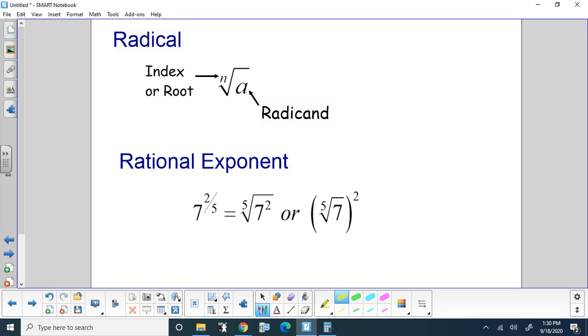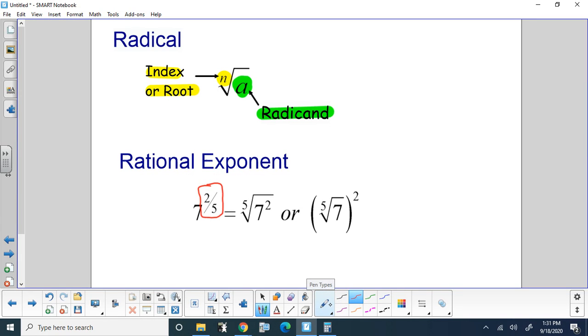So a radical is any term that has this radical symbol, and whatever number is inside of the check mark part is considered to be an index number or a root. Whatever term is under the radical is called a radicand. With radicals, we sometimes will have it in radical format, or we'll convert it to a rational exponent. A rational exponent is simply an exponent that is a fraction.